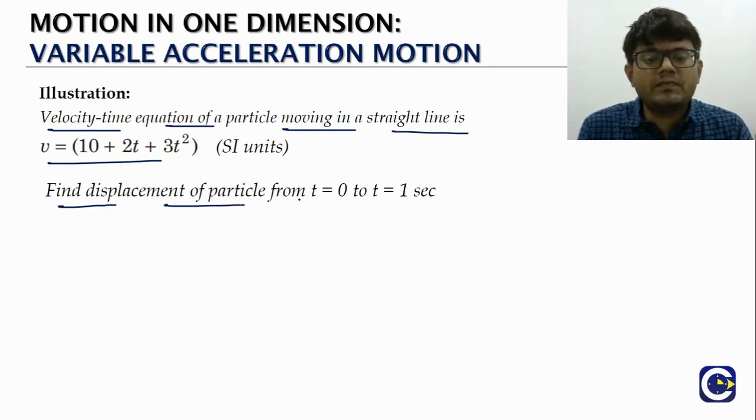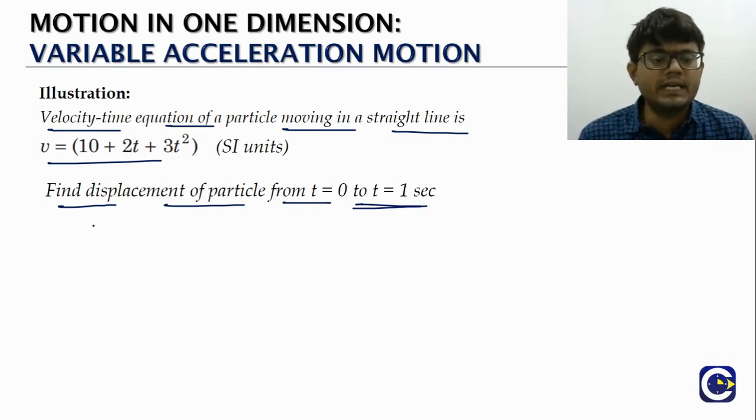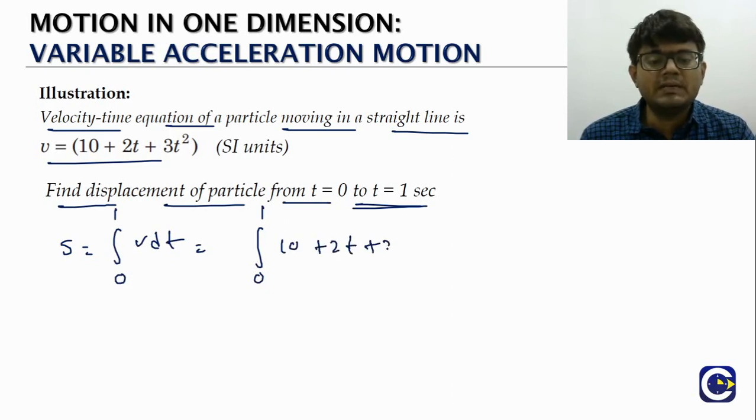Find the displacement of the particle from t equal to 0 to t equal to 1 second. So how do we get it? It is a straight relation, right? Just now we saw. The overall displacement is equal to the integral from t1 to t2 of v dt. So integral 0 to 1, the velocity function is 10 plus 2t plus 3t square, into dt.